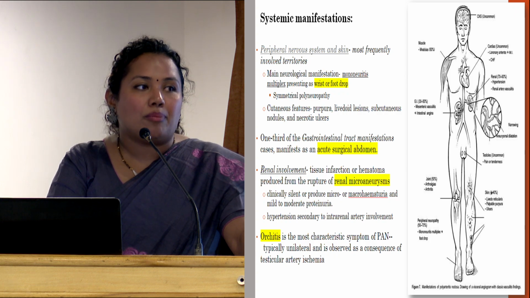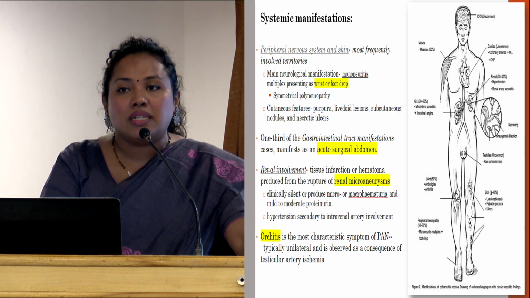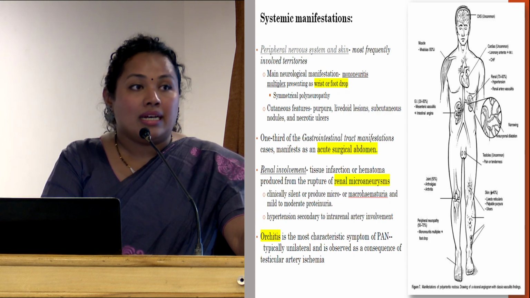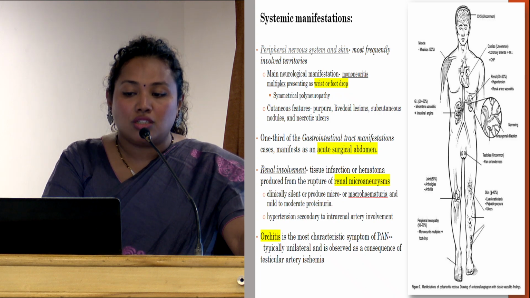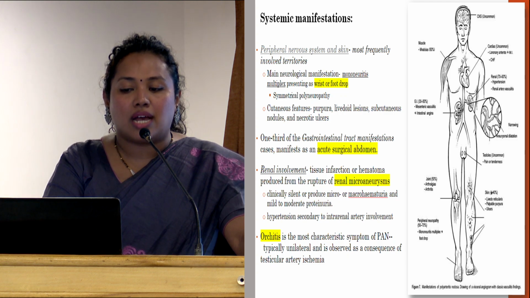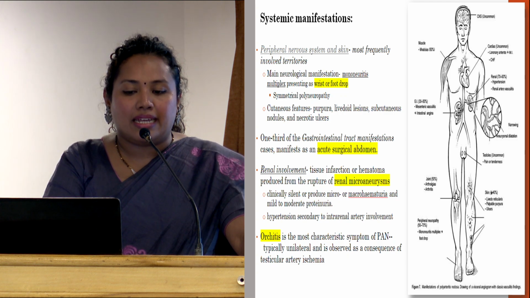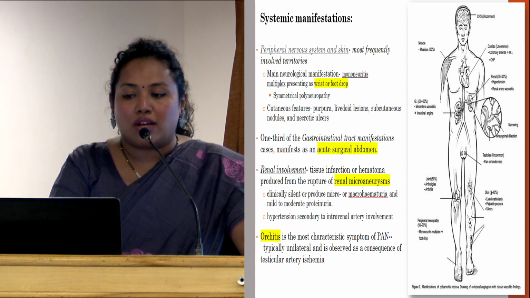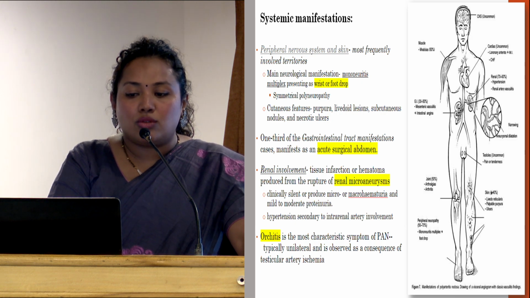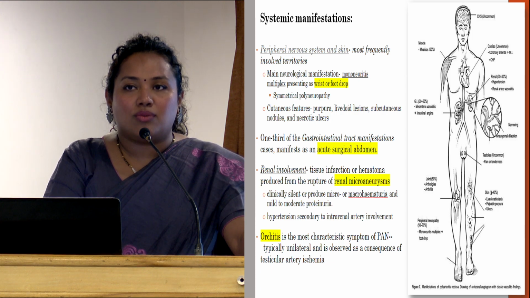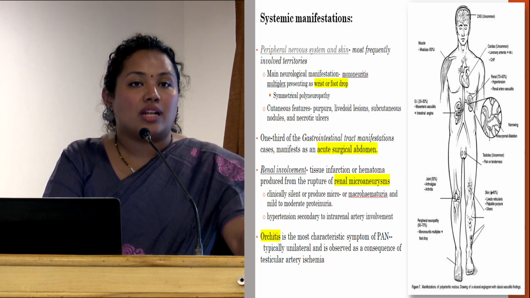Regarding gastrointestinal involvement, usually the patient presents to the emergency room with acute abdomen because of occlusion of one of the gastric vessels leading to ischemia of the bowel. Renal involvement: there can be tissue infarction or hematoma produced from rupture of renal microaneurysms. These renal microaneurysms are almost pathognomonically seen in PAN. It can be clinically silent or it can produce micro or macrohematuria. Hypertension secondary to renal involvement is also commonly seen. Orchitis is something we have to have a high suspicion for, but it is characteristic of PAN. It is due to testicular artery ischemia.